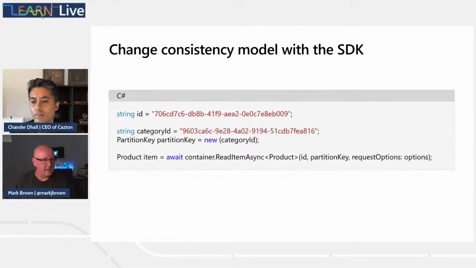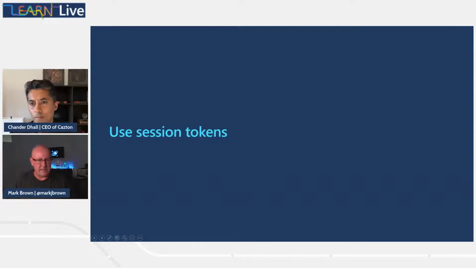Within there, what do we got here? So here you can see, after I've set my request options, I'm going to do a ReadItemAsync within here. And then of course, I'm going to pass the ID, the partition key, and then my request options here as part of that read. All right, what's next? Session tokens.